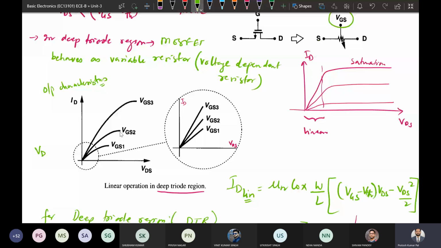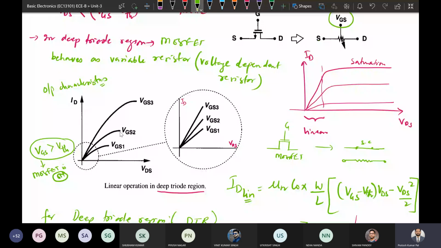That means there is current flowing through the MOSFET. That means VGS is greater than VTH, and also VDS should be very much less than 2 times (VGS minus VTH). If this is the condition, this is the deep triode region. In that case there will be a resistance, and the current will be this one.